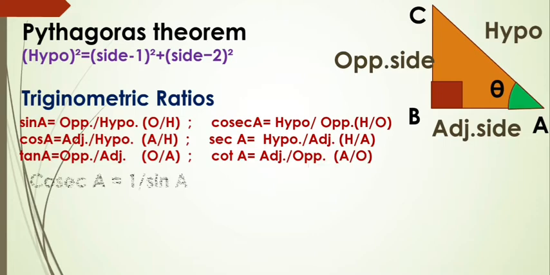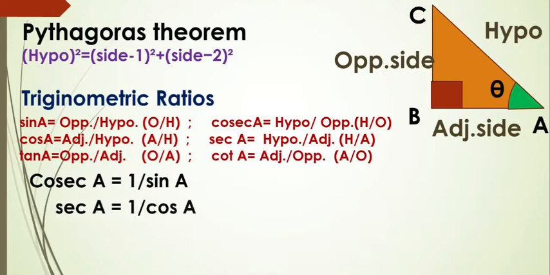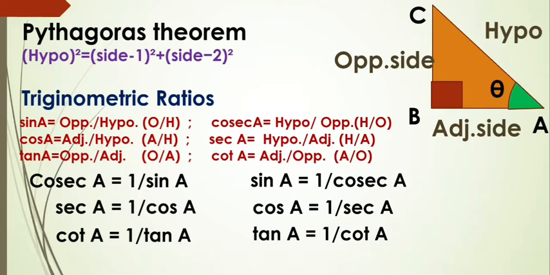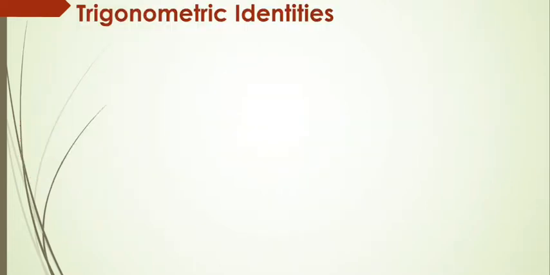And just recall the remaining formulas, that is cosecant A can be written as 1 by sin A. Since cosecant A is the multiplicative inverse of sin A, cosecant A is equal to 1 by sin A. Similarly we get secant A is equal to 1 by cos A, cot A is equal to 1 by tan A, and also we can write sin A is equal to 1 by cosecant A, cos A is equal to 1 by secant A, tan A is equal to 1 by cot A. Now just see the trigonometric identities.